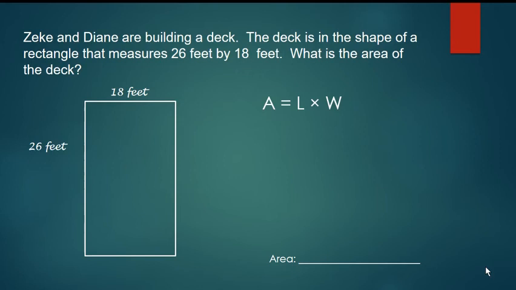So I'm going to multiply my length times the width. I'll start with 8 times 26, which gives me 208. Then I'll move to 10 times 26, which is 260, for a total of 468. So we have 468 square feet. So this time I abbreviated square and feet. Okay, just another way to write it. And we have 468 square feet.